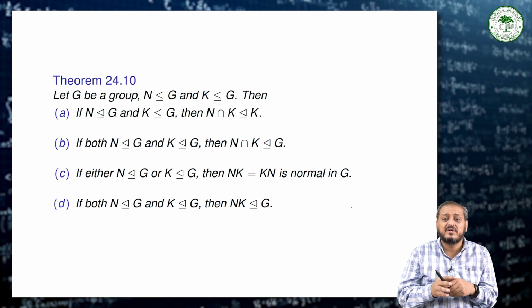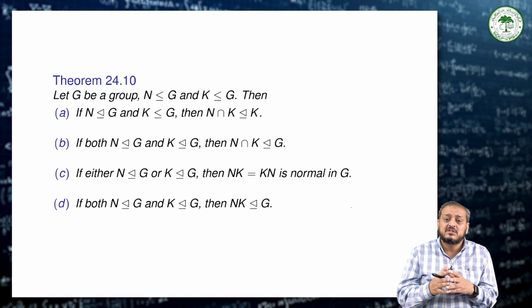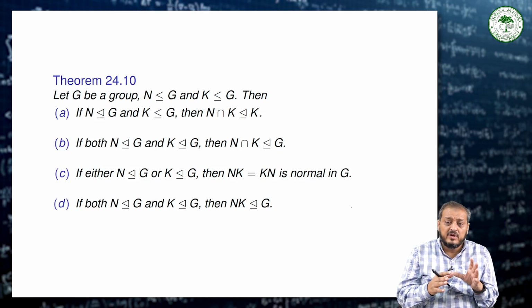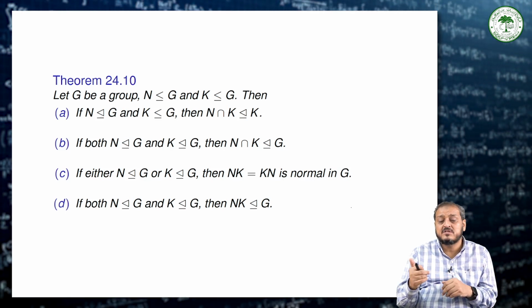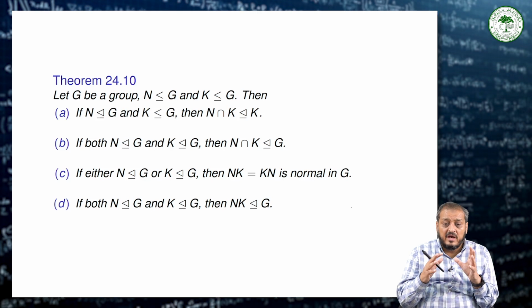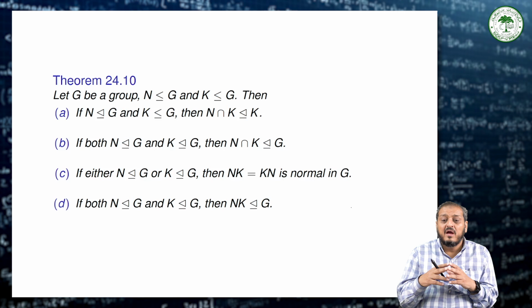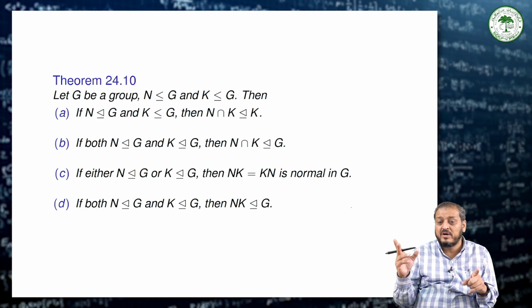In this theorem, we can say that let G be a group and N is a subgroup of G and K is a subgroup of G. And now we have to say that if N is normal in G and K is simply a subgroup of G, then N intersection K is normal in K. So we have N and K. N is a normal subgroup and K is an ordinary subgroup.